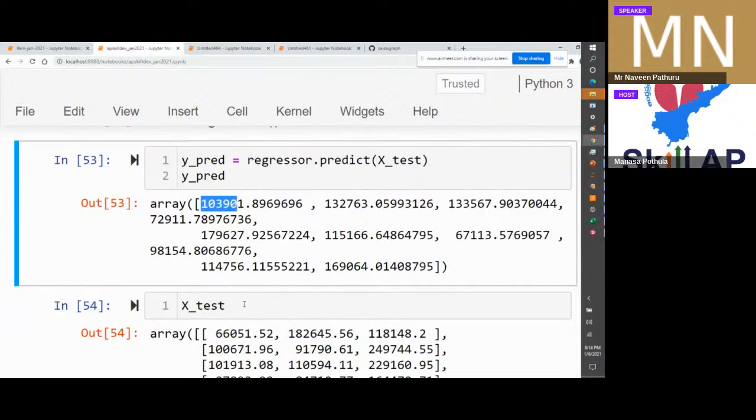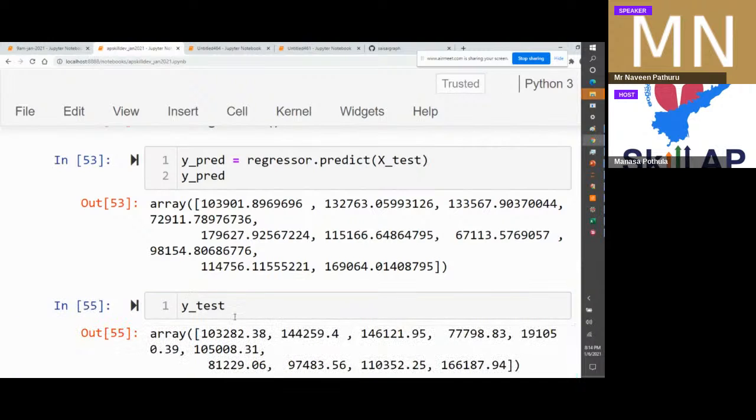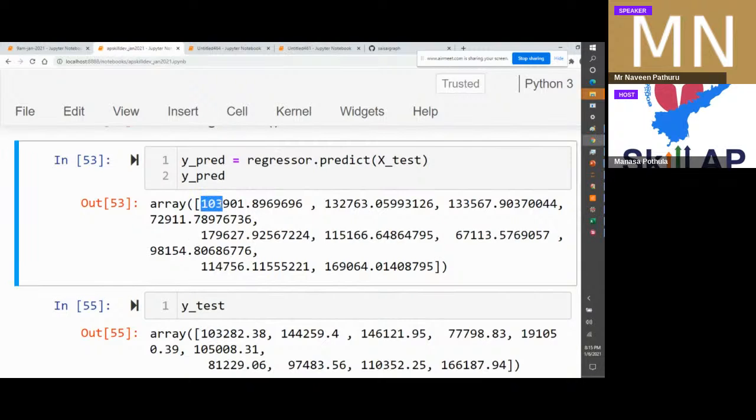But what is the actual answer? The actual answer is y underscore test. So y underscore test is 103,000. And what did we predict? Close to 103,000. That's a good prediction. Imagine there's a cricket match tomorrow. We predicted Sachin is going to score 103 runs. And what did he do? He scored 103 runs. That's a good prediction. That's a very good prediction.